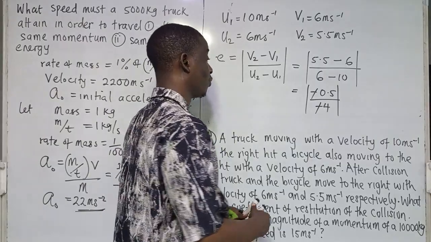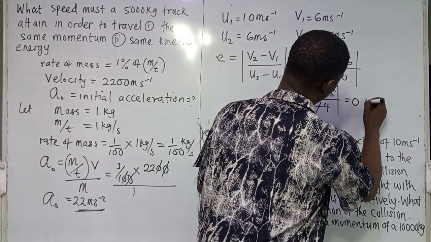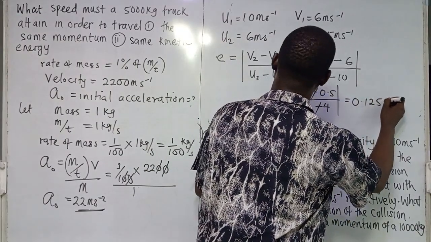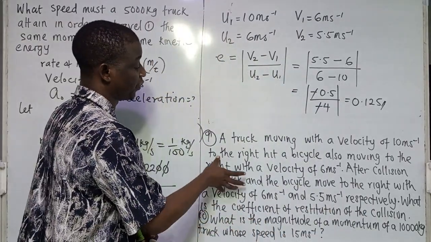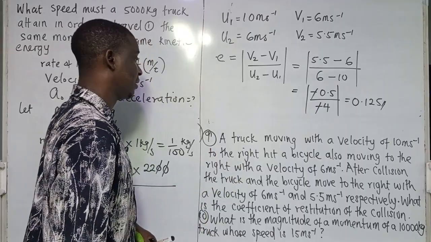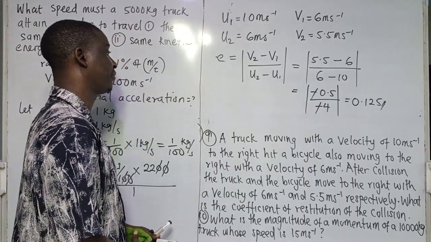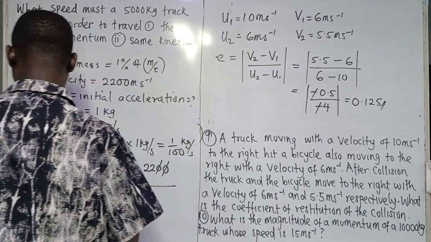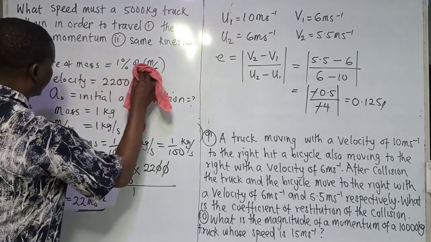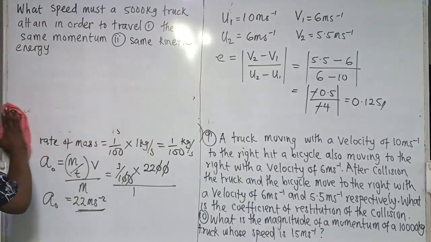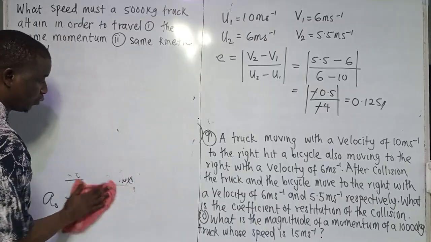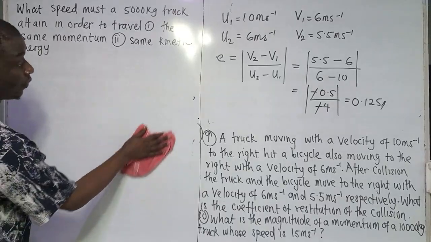So it does not have a unit. So the coefficient of restitution for number 9 is 0.125. Now let's solve the next one. Let me create more space, because this one will take more space since we have multiple questions under it.